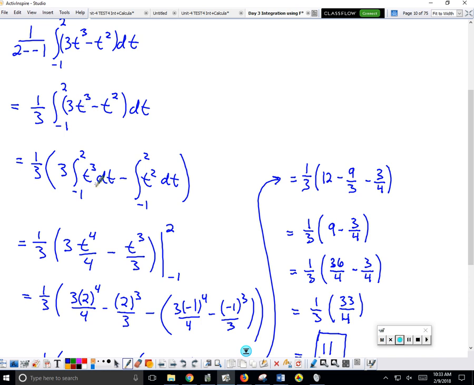You can't pull out things that aren't factors. So now I do the antiderivative. This becomes t to the 4th over 4. Somebody was helping, I wrote it wrong. Really good, yeah, I wrote it wrong. So it's t to the 4th over 4. This antiderivative becomes t cubed over 3. Once I have found the antiderivative, now the bar shows up, because now I've got to plug the numbers into the antiderivative. Does anybody need me to talk about anything again to this point?